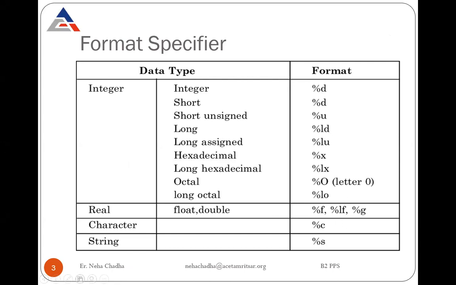As it is written here, for integer it is %d, for unsigned it is %u. I'm reading a few of them. You may refer to them for your program.